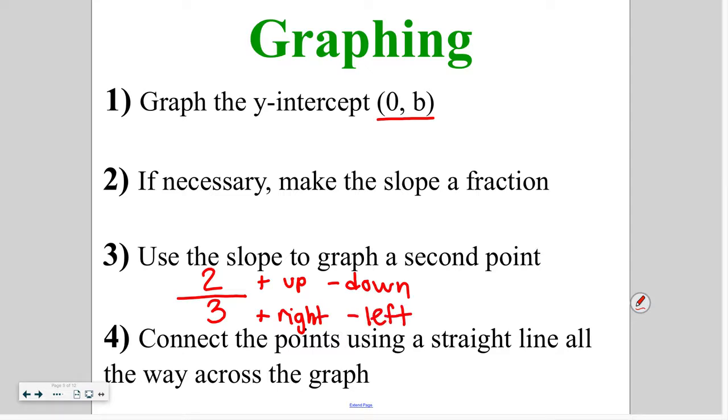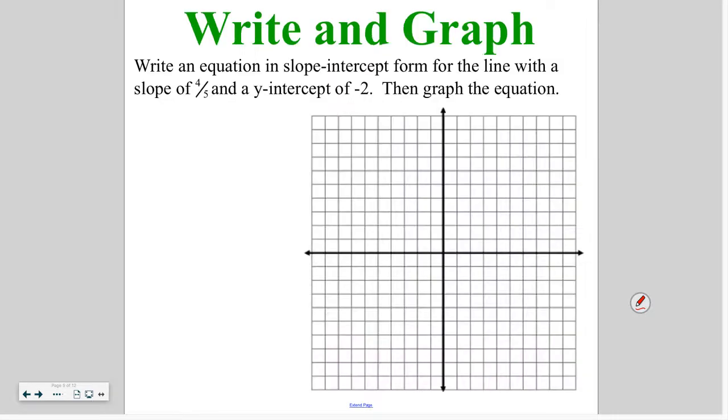Then you're going to connect the points using a straight edge and making sure it is going all the way across the graph with arrows on both ends. So, for example, we're asked to write an equation in slope-intercept form for a line with a slope of 4/5 and a y-intercept of -2. Then it wants you to graph the equation. So what we're going to do is pick out our slope and our y-intercept. So we've got y is equal to a slope of 4/5 replacing m. The x stays there, and then our y-intercept is negative, so it's -2.